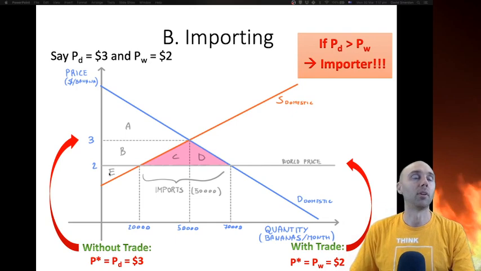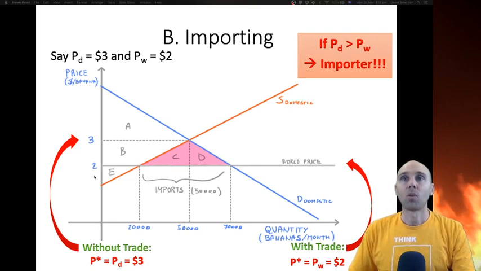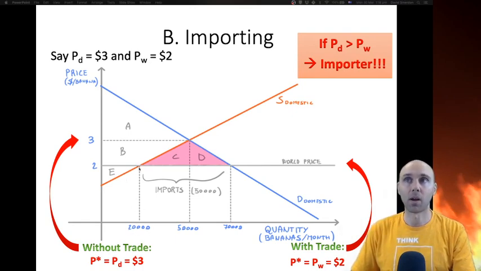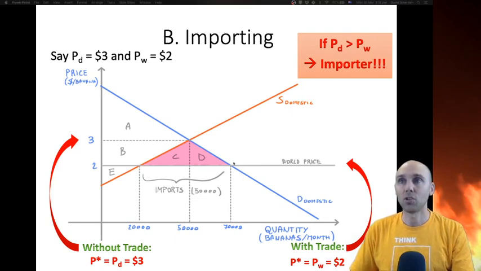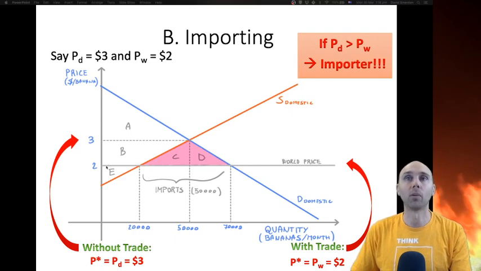Now let's open it up to trade with a world price of $2 per banana. At $2 per banana, we still have some domestic sellers who are willing to sell. These are the ones here with a lower willingness to accept. So 20,000 are going to be sold in our domestic market, but our domestic consumers would be willing to buy 70,000 at a price of $2. And they can make up for that domestic shortage through imports of 50,000. Overall, the equilibrium price is equal to the world price, $2.